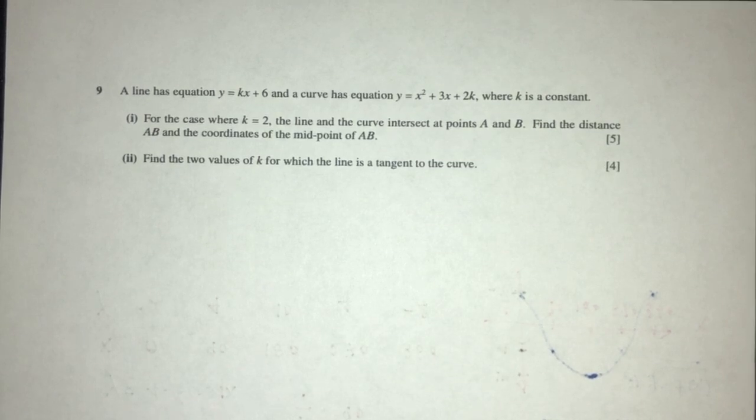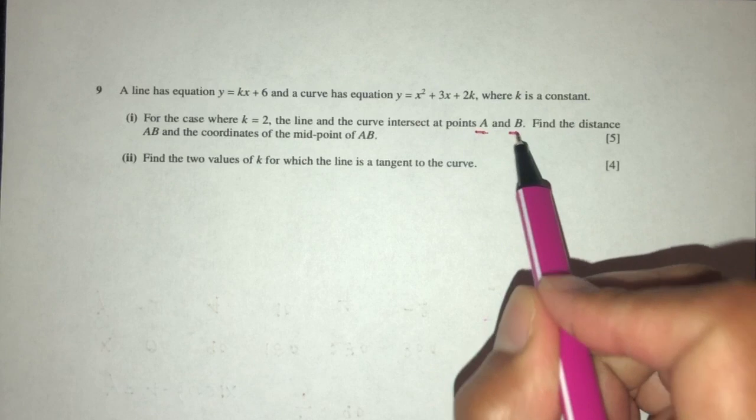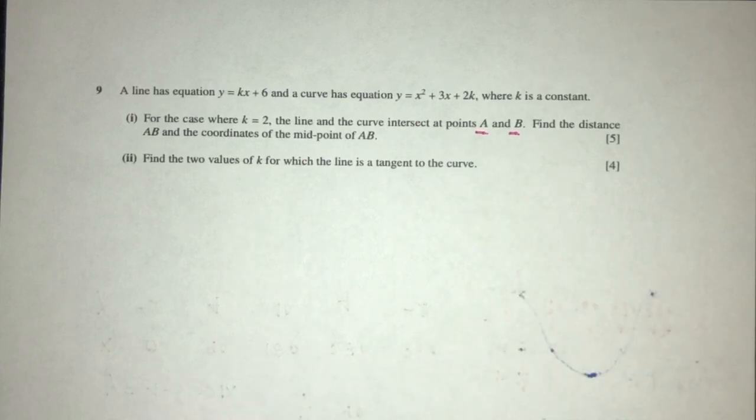So let's move on to the next question. A line has equation y equal to kx plus 6, and a curve has equation y equal to x squared plus 3x plus 2k. Okay. Now part 1. For the case where k is equal to 2, the line and the curve intersect at the point A and point B. Find the distance of A and B and the midpoint of AB.